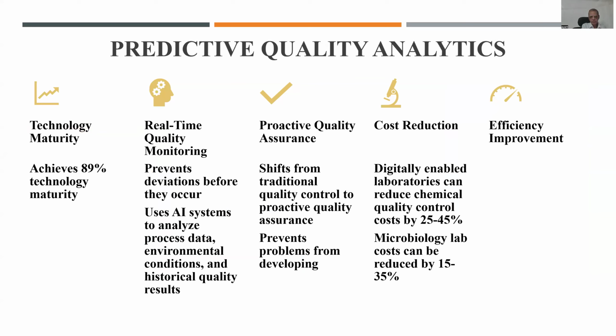Predictive quality analytics is another benefit. With technology maturity, you can have real-time quality monitoring systems. As we know, pharma is governed by a lot of regulatory requirements and regulatory documentation. This is where AI systems can analyze the process data, environmental conditions, and historical quality results, and that will help in proactive quality assurance instead of taking corrective actions after the problems or challenges. We can look at it from a proactive quality assurance angle, which will help in preventing problems while it's under development, and that will get reflected in a cost reduction.